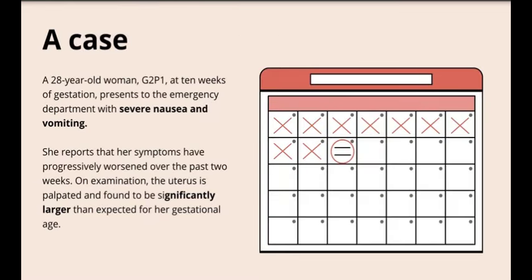Now let's talk about a case, and just have a think about what differential diagnosis you might come up with for this one. So a 28-year-old woman who's a G2P1 at 10 weeks of gestation presents to the emergency department with severe nausea and vomiting. She reports that her symptoms have progressively worsened over the past 2 weeks, and on examination her uterus is palpated and found to be significantly larger than expected for her gestational age. What are our differentials? So have a think about this. So you can pause, and in just a moment we'll go through the answers.